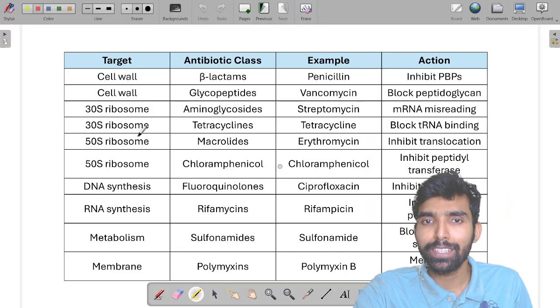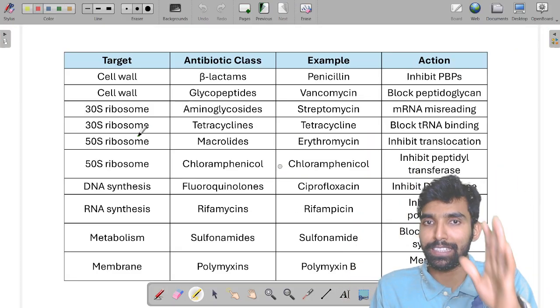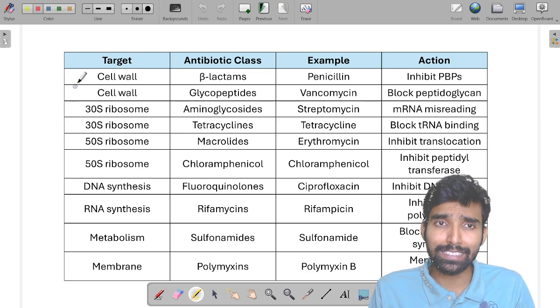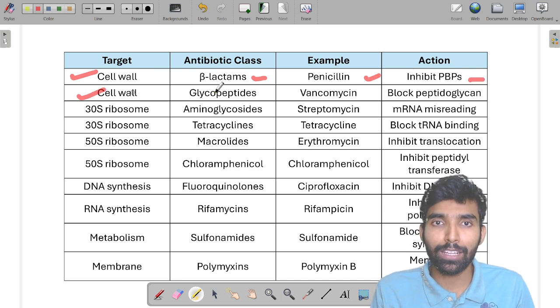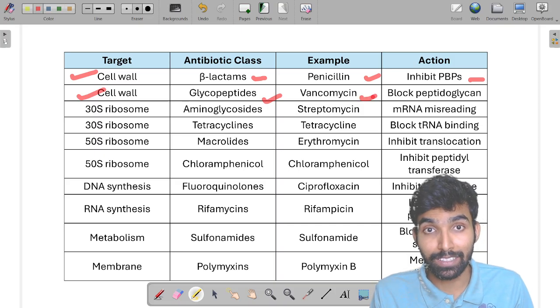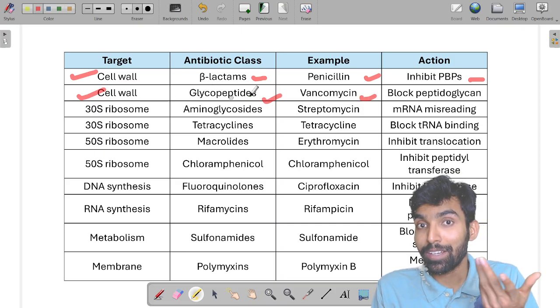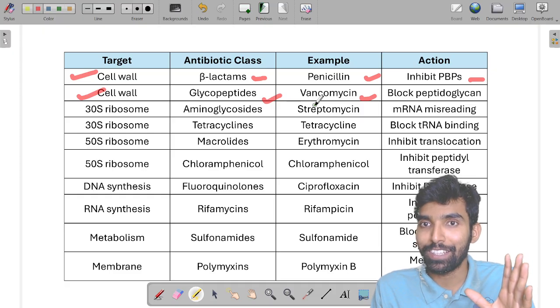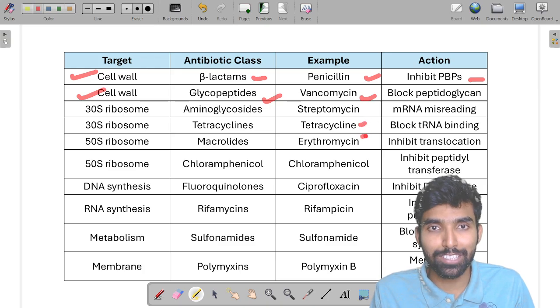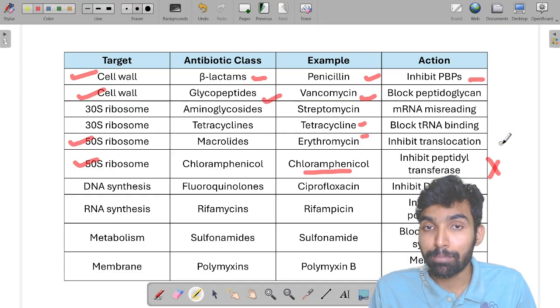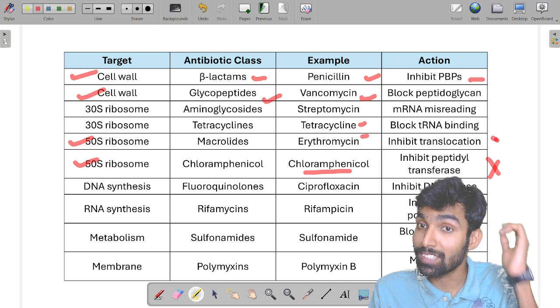Okay. For your convenience, here I have given everything in a table. Cell wall synthesis: antibiotic class beta-lactam, best example penicillin. Action: binding to penicillin binding protein. Again cell wall, glycopeptide, vancomycin is there. So there are different things. The vancomycin example is different, they block peptidoglycan. Okay, 30S ribosome can be streptomycin, tetracycline. Sorry, erythromycin is 50S ribosome, and again 50S ribosome chloramphenicol, but here it will block the peptidyl transferase. Here macrolide, that means erythromycin, blocks the translocation.